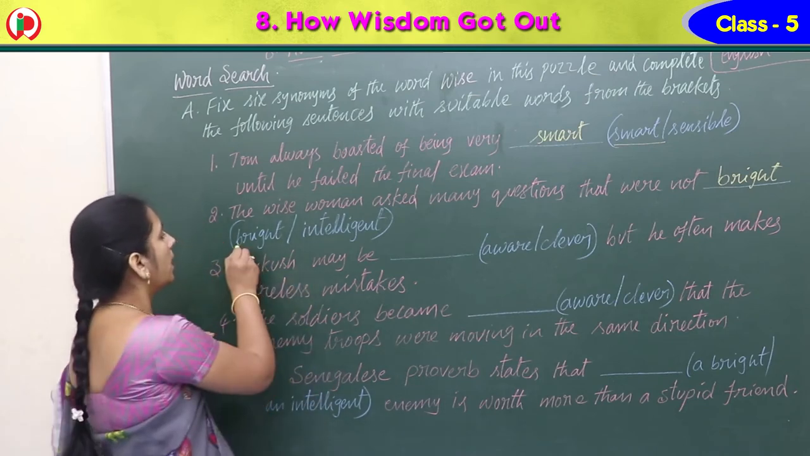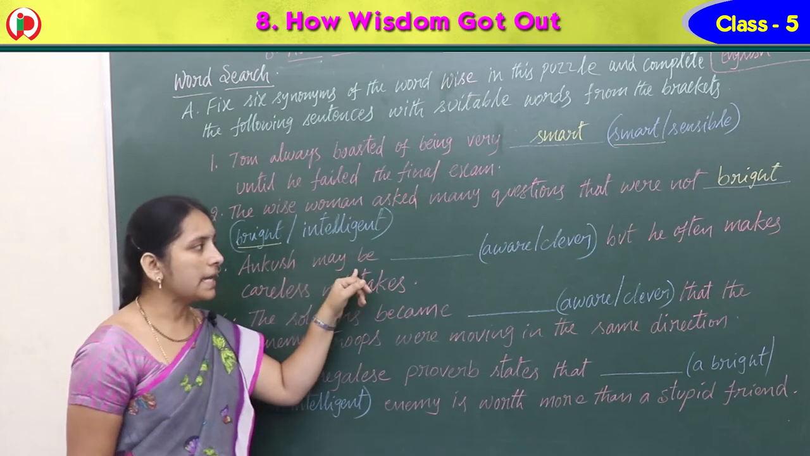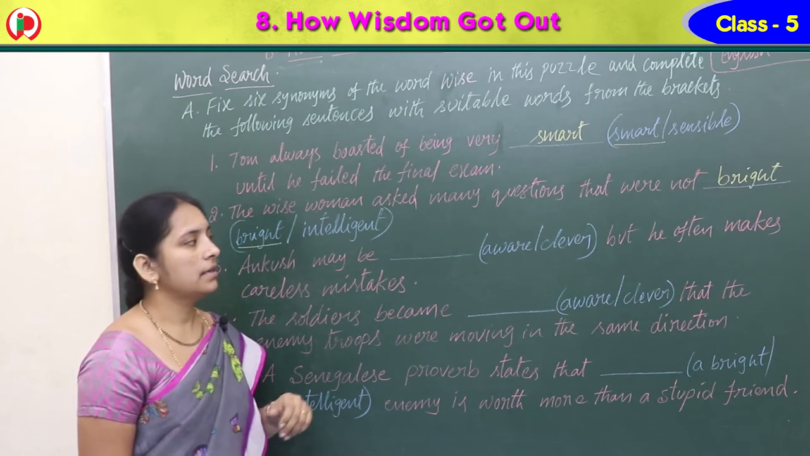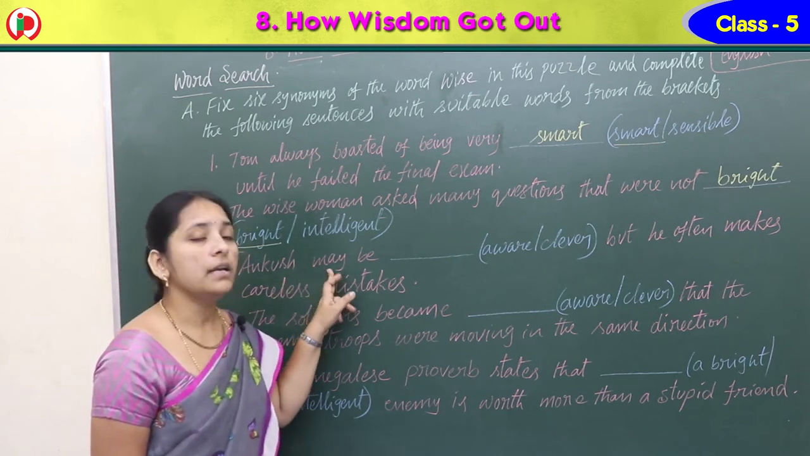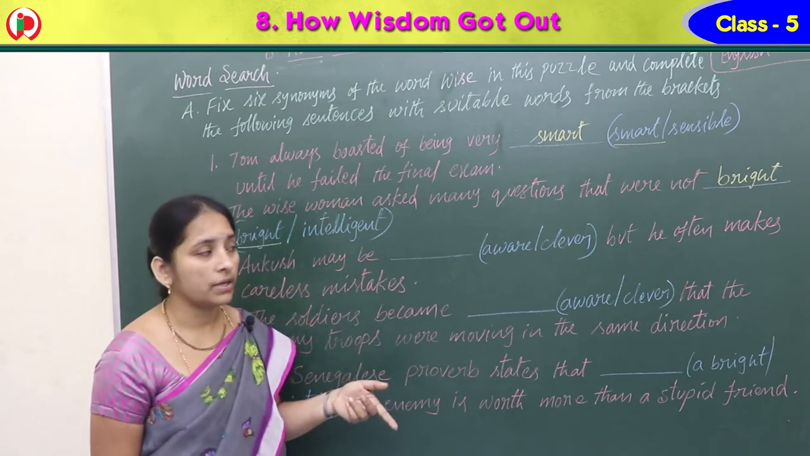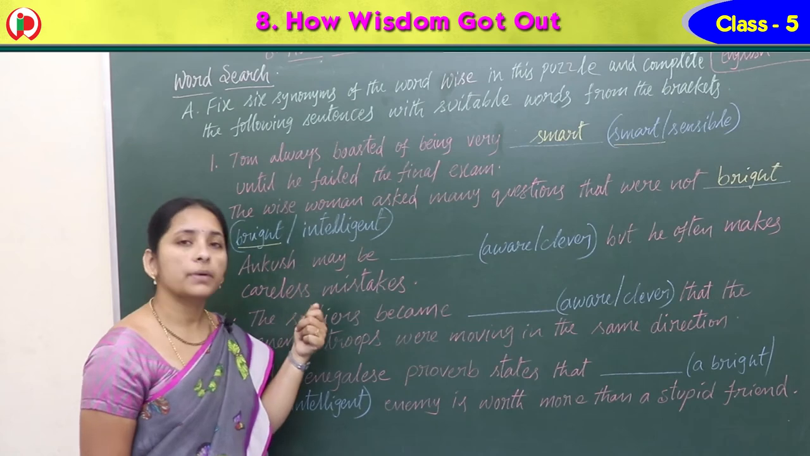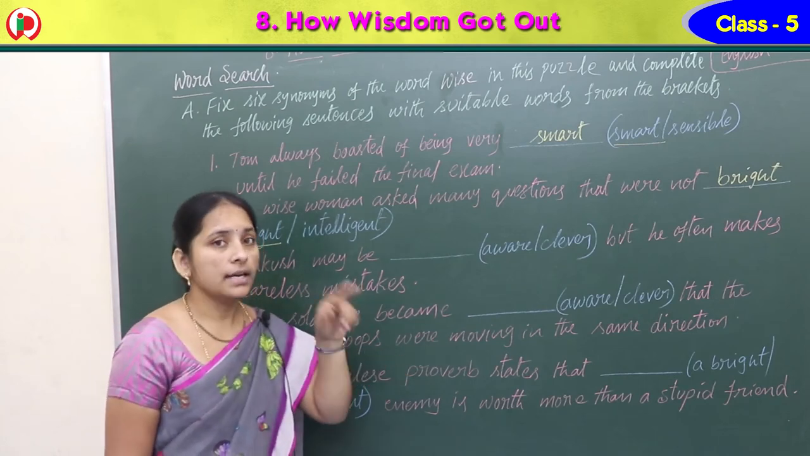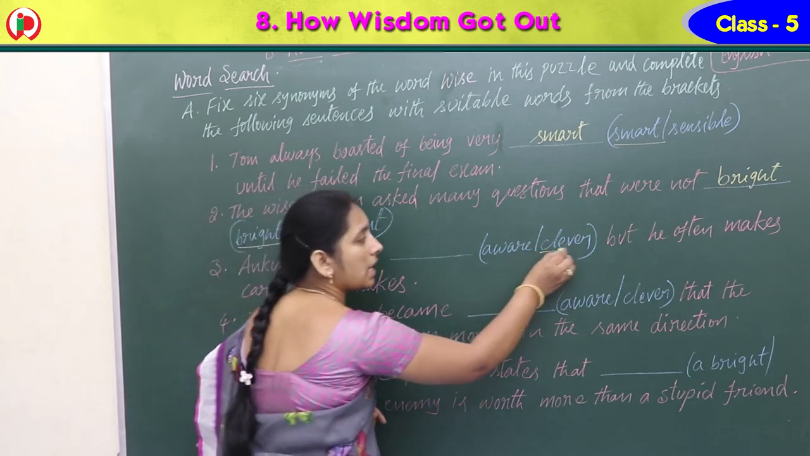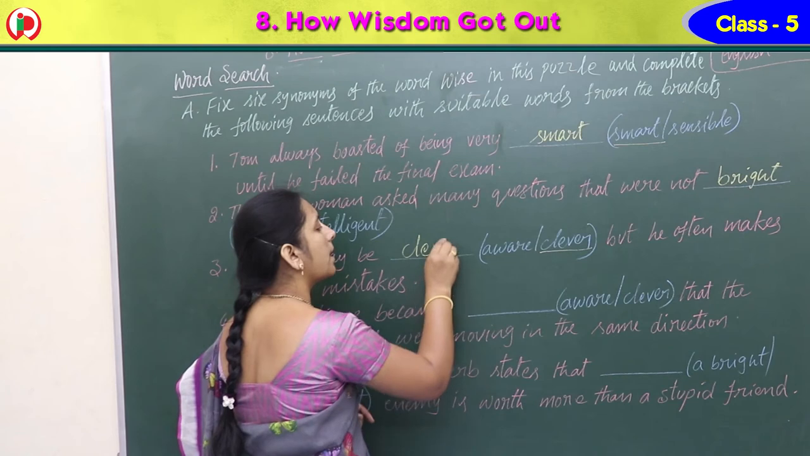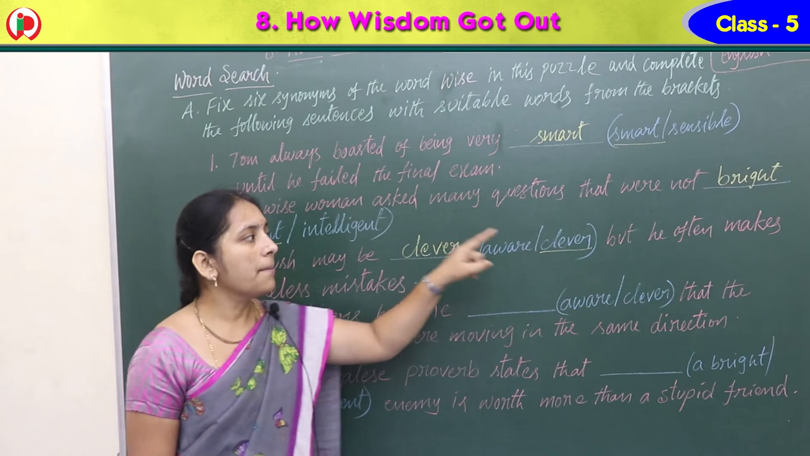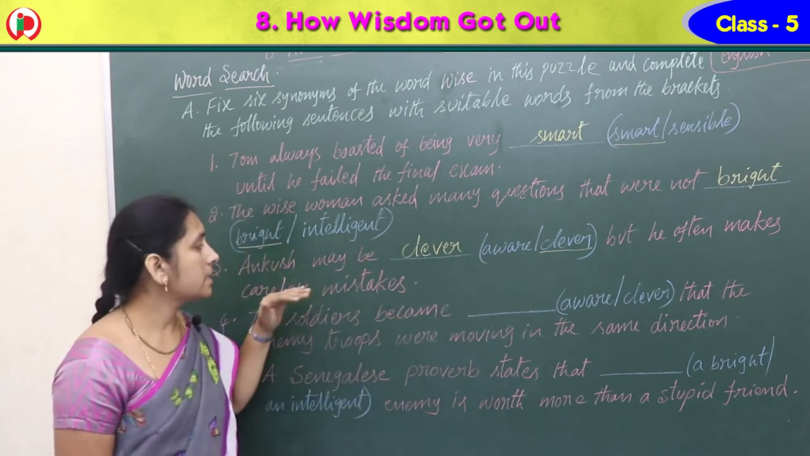And see the next one. Ankush may be dash, but he often makes careless mistakes. Ankush may be, so what is that? Either aware or clever. Ankush knows, or he is clever, but he often makes careless mistakes. Still, even when we are clever, we make some mistakes, right? So here, Ankush may be clever, but he often makes careless mistakes.